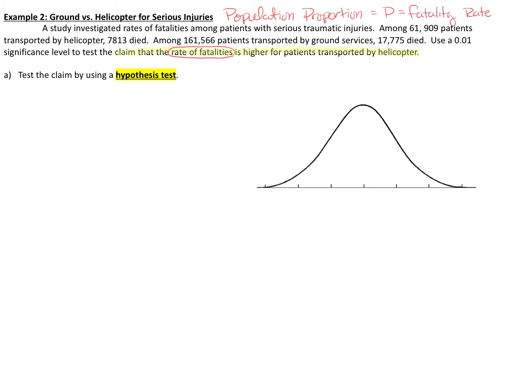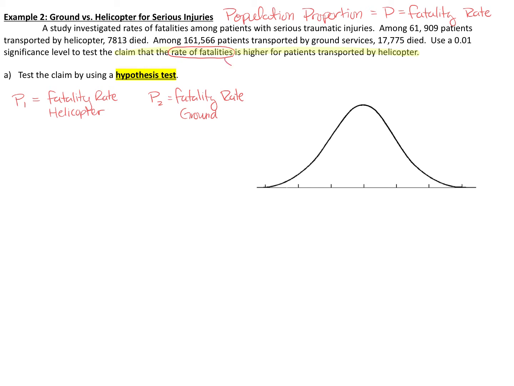And so we're looking at the fatality rate for two different populations. The first population is the group that is transported by helicopter. So I'll call P1 the fatality rate for the group transported by helicopter. And we want to compare that to P sub 2, which is the fatality rate for those transported by ground services. I'll just say ground, okay?